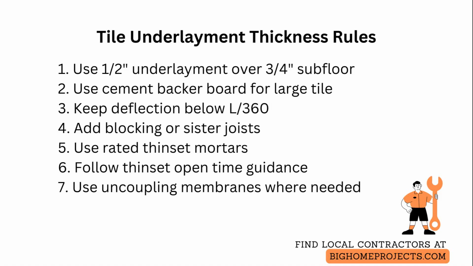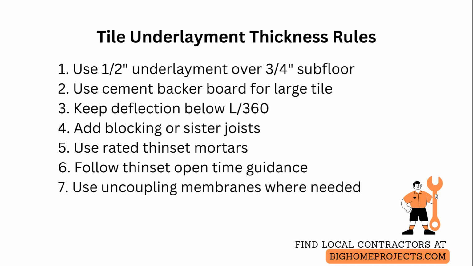Aim to keep live plus dead load deflection below L over 360, where L is the span between supports, so measure joist spacing and calculate span when you plan your underlayment. When a wood-framed subfloor cannot meet stiffness targets, consider adding blocking or sistering joists to reduce span, rather than simply increasing underlayment thickness. Use thinset mortars rated for the chosen underlayment and follow open time and bed thickness guidance so you do not trap voids under tile that concentrate stress.